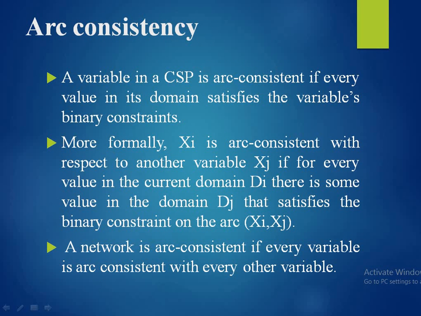The next is arc consistency. A variable in a CSP is arc consistent if every value in its domain satisfies the variable's binary constraints. More formally, xi is arc consistent with respect to another variable xj if for every value in the current domain Di there is some value in the domain Dj that satisfies the binary constraint on the arc (xi, xj). A network is arc consistent if every variable is arc consistent with every other variable.